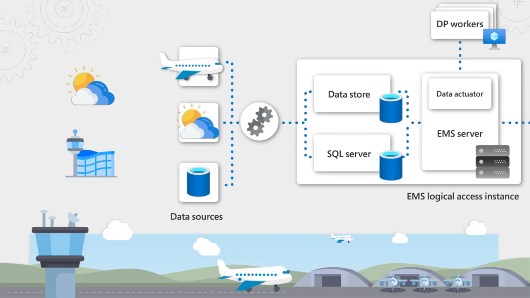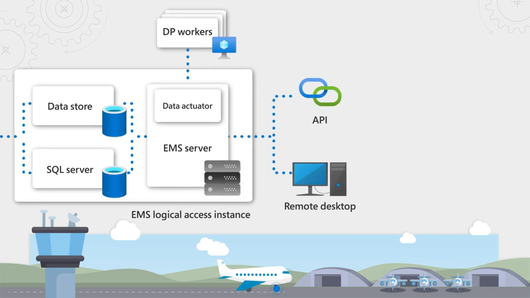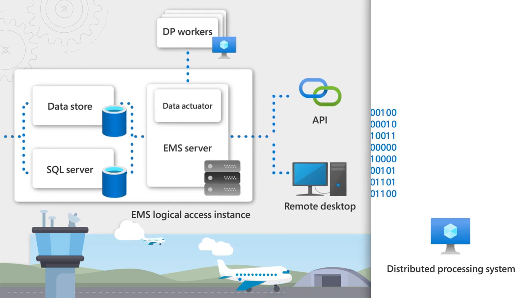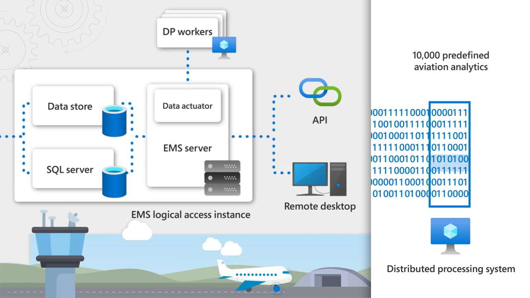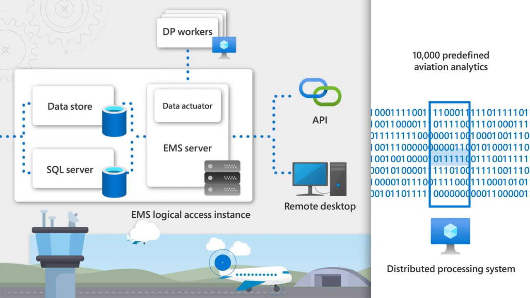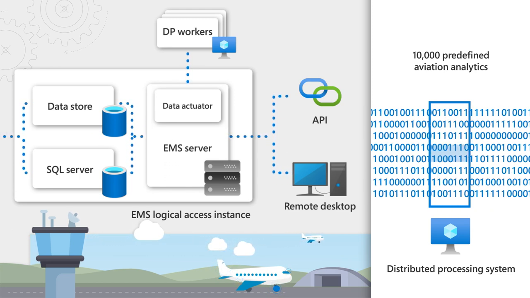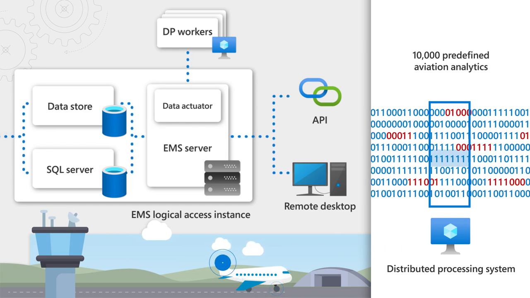So after we ingest the data, it runs through our compute layer, which is called the distributed processing system, where we run analytics over the data set using a library of over 10,000 predefined aviation analytics that we've created over the past 20 years or so for the detection of abnormal events through all phases of flight. And we can scale this processing horizontally as needed.